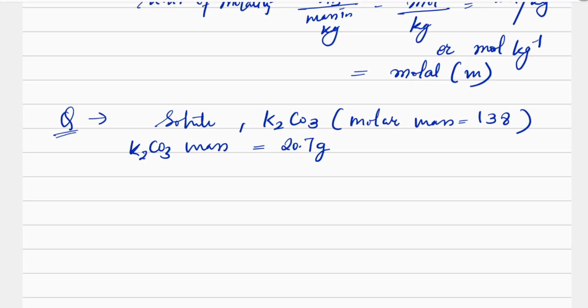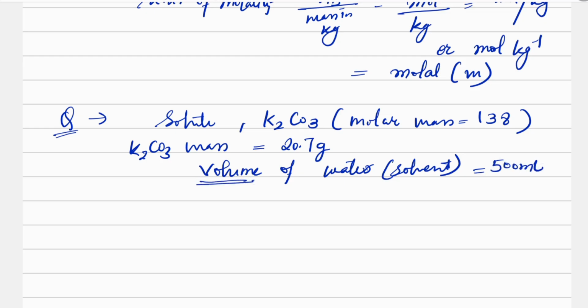I'm just taking any number. Then we have taken the volume of water. Water is the solvent over here. So the volume of solvent is given as 500 milliliters. Now the thing is, you have been given the volume and you have been told that you have to calculate the molality.